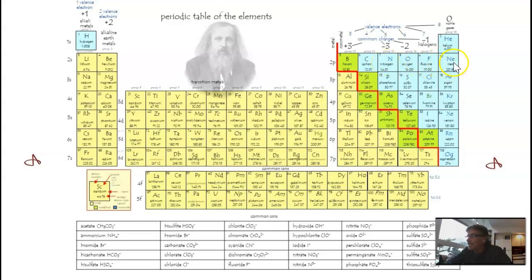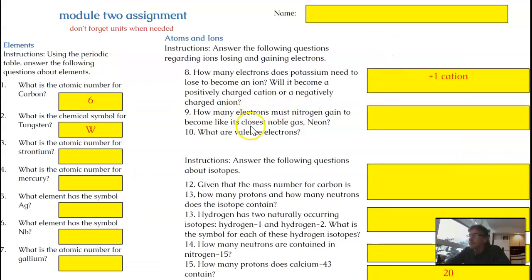However, neon is. And neon has 1, 2, 3 more protons. Therefore, as an atom, it also has 3 more electrons. I guarantee you nitrogen will try to gain 3 electrons. Therefore, what will it do? It'll form a -3 anion since electrons have a negative charge. So that would be the answer to number 9. I'm not going to type it in, but I hope that helps you.